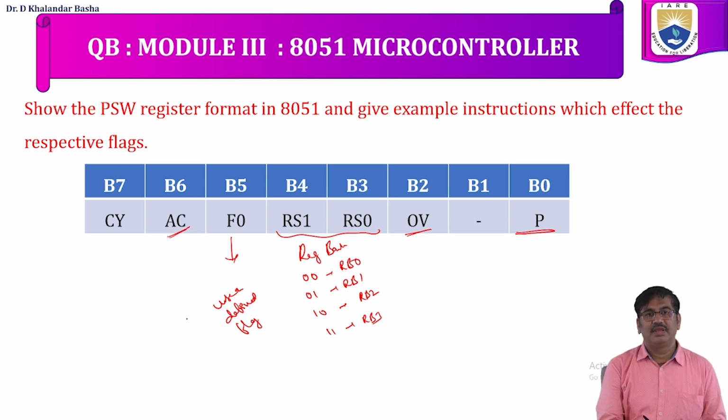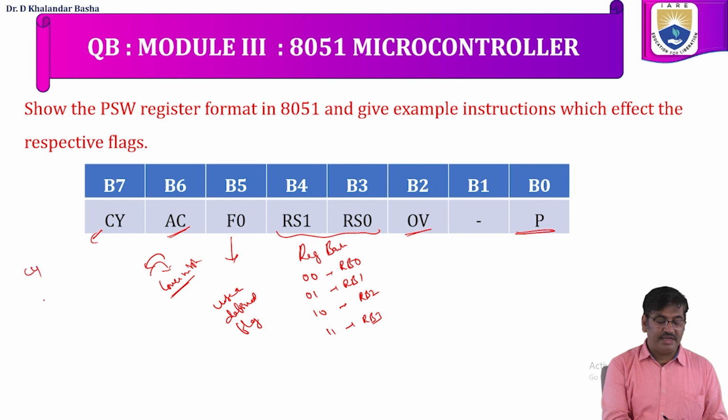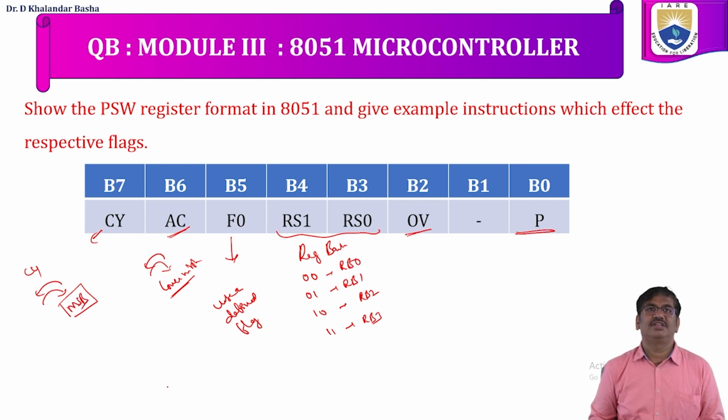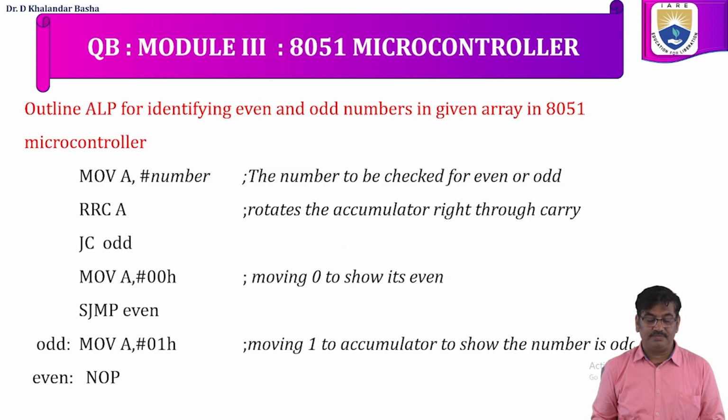Auxiliary carry. Whenever there is a carry generated or borrow taken at the lower nibble of the data, then we are going to have auxiliary carry. The carry flag, if any borrow is taken or any carry generated at the MSB position, then we are going to have the carry flag. So this is the program status word in 8051 microcontroller.